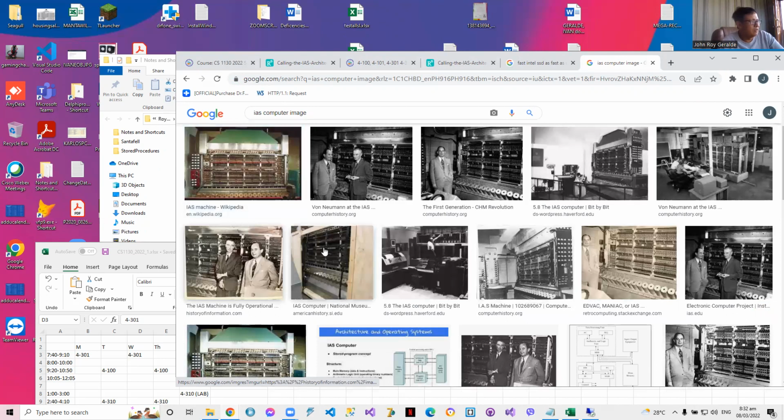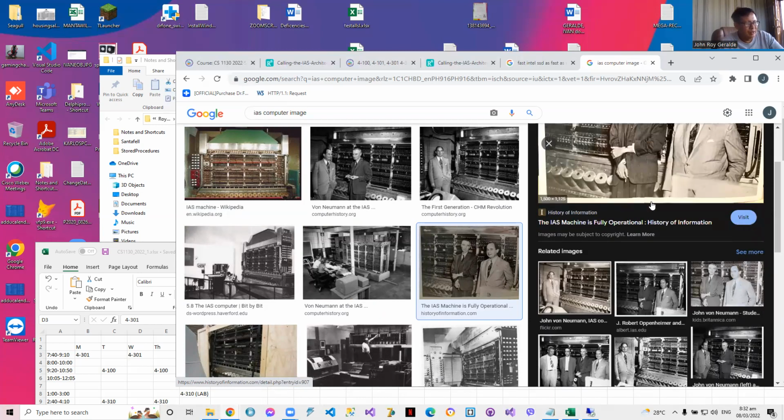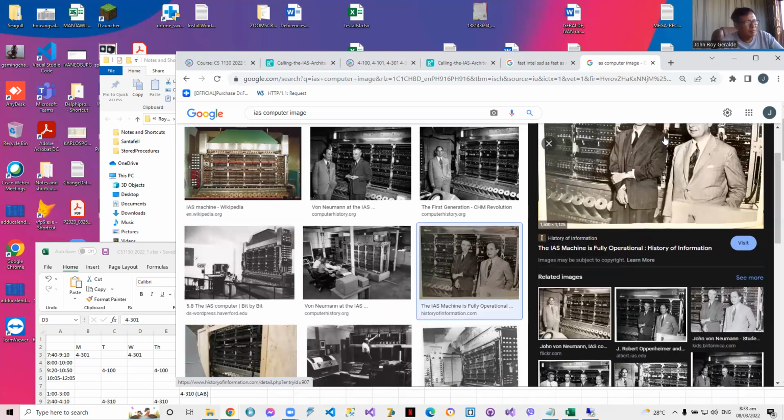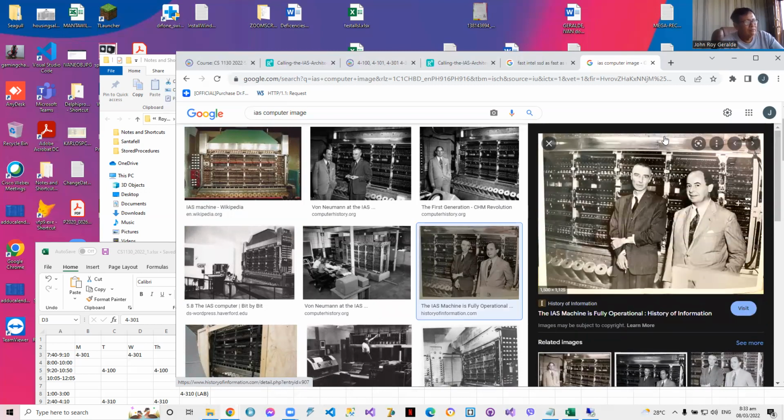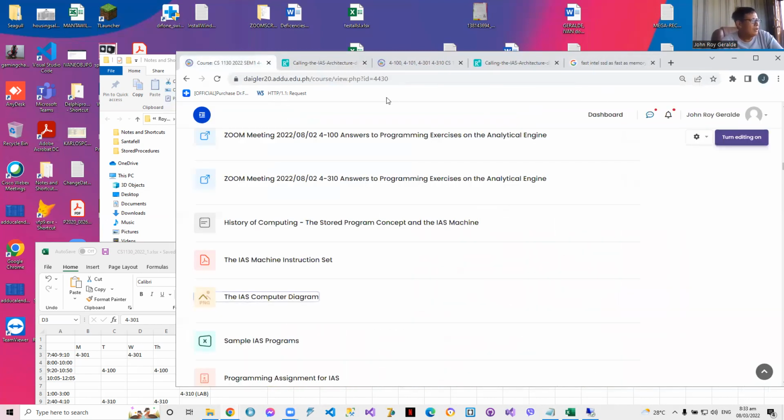There's a picture of the IAS with John von Neumann. This is John von Neumann. I don't know who is with Robert Oppenheimer. Who's Robert Oppenheimer? Maybe his teacher. Okay, this is John von Neumann. This is the IAS machine. Okay? So no monitor, no keyboard. Okay. Any questions so far?